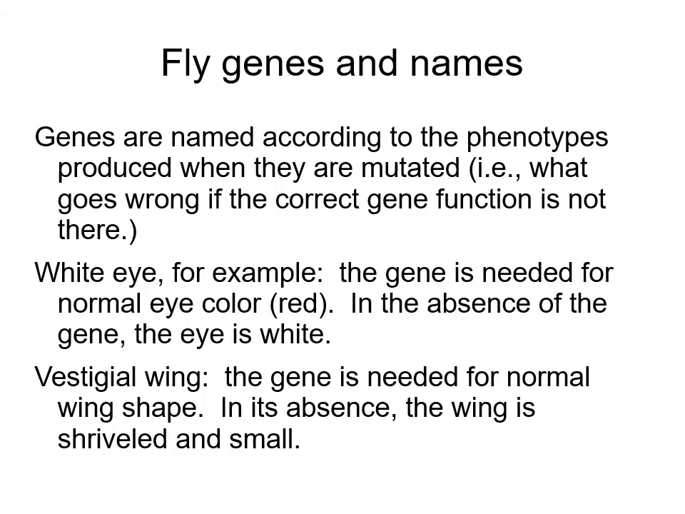Okay, so in terms of the nomenclature, which is more confusing than anything, genes are named according to the phenotypes that they produce when mutated, which makes sense. The white eye, for example, the gene is needed for normal eye color, which is red. So in the absence of the normal white gene, which is to say there's a mutant in the white gene, the phenotype is white. So the gene or locus is named W because when it's mutated, the phenotype is white eye. Similar idea for something called vestigial wing. Obviously the gene is needed for a normal wing shape. In its absence, the wing is shriveled and small, and the gene was named vestigial.